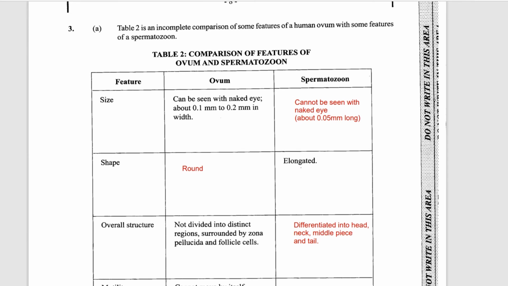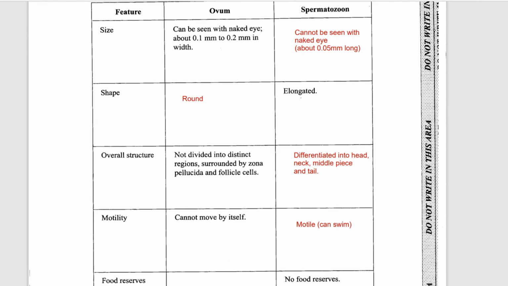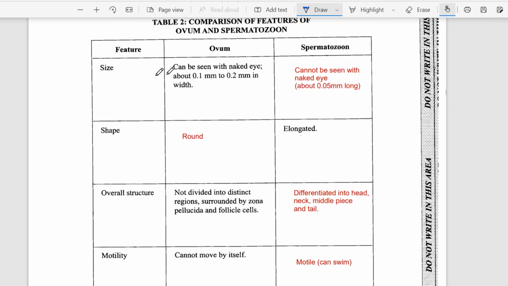Alright, question 3. Table 2 is an incomplete comparison of some features of a human ovum with some features of a spermatozoon. Alright, so remember, ovum is a female gamete, spermatozoon is a male gamete. And this is a pretty easy table to fill out. So the first feature that you're looking at here is the size. And the size here of a spermatozoon is smaller than the ovum. It can't be seen with the naked eye. You can't really see sperm with the naked eye, so it cannot be seen.